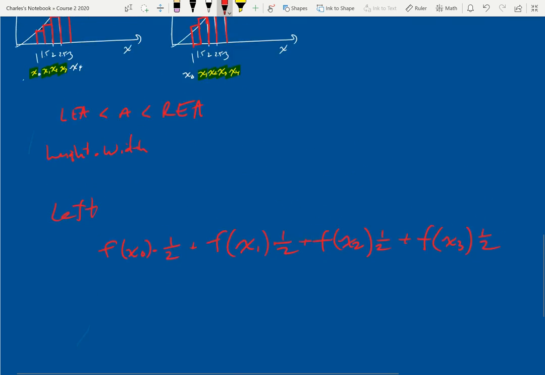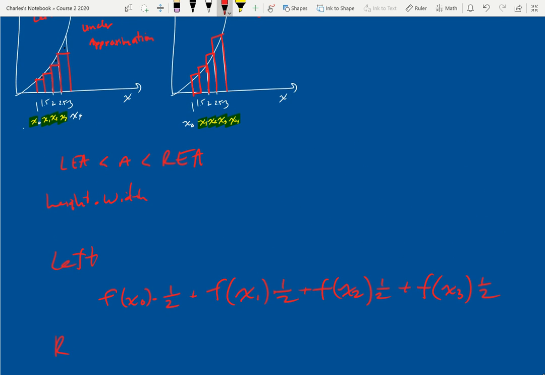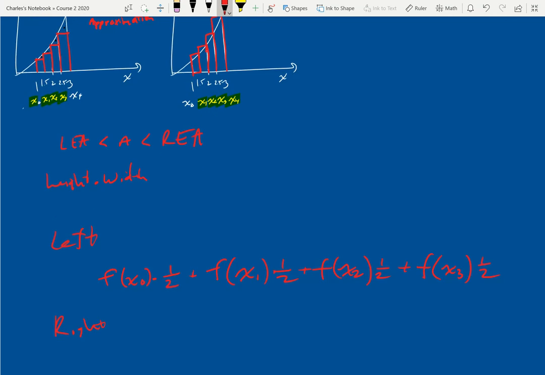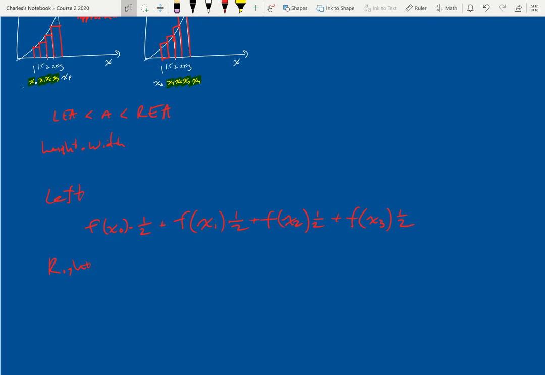And if you think of what's the right summation going to be, well, it's going to be close, but it didn't start at x sub 0, it started at x sub 1. So it's going to be f of x sub 1 times 1/2.